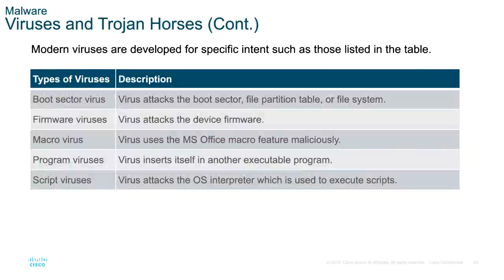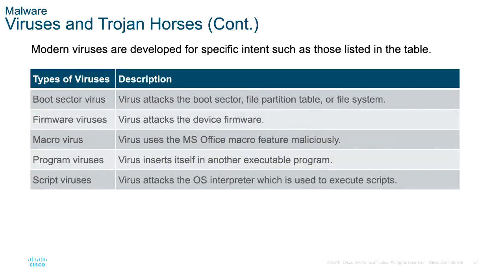So most modern viruses are derived to do a specific purpose. So we have the boot sectors that attack file partition tables, file systems, and our boot up area. Firmware will attack devices. Firmware is basically the device's operating system. We have macro viruses that take advantage of the automated macro services within Microsoft Office programs.